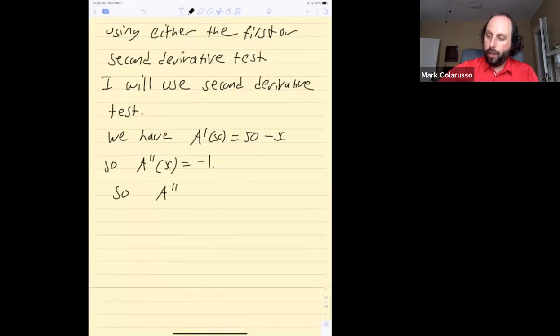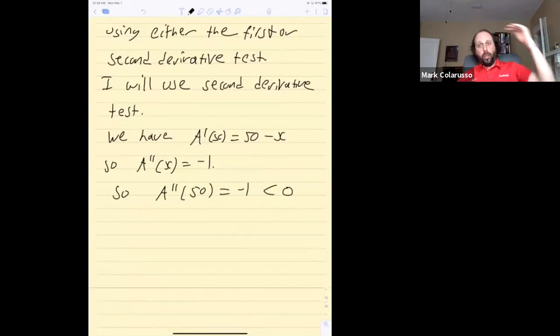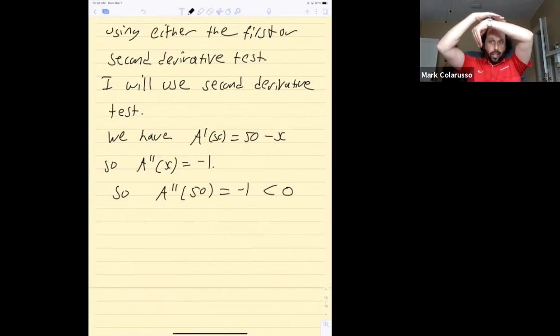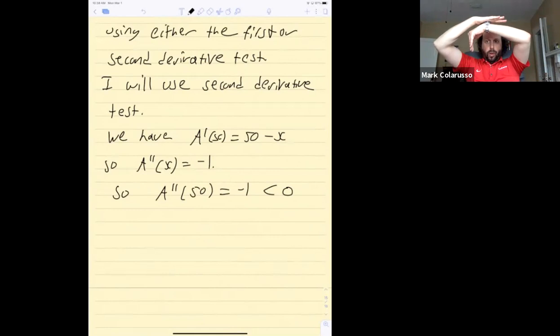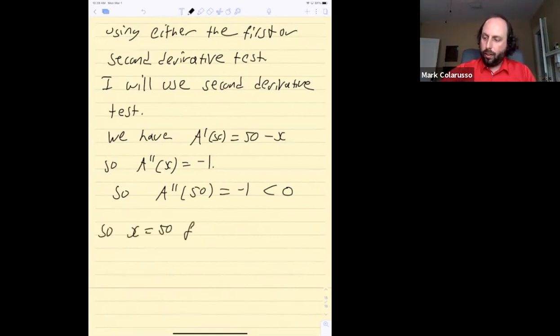So A double prime at 50 is minus 1, which is negative. The second derivative is negative. This is actually a parabola that's just opening down. The graph is always bending down. That means the point where you have a flat tangent is a maximum. It feels like I'm doing the YMCA here. But so if your graph is bending down, always the point with the flat tangent is a maximum. So x equals 50 feet maximizes the area of our yard.